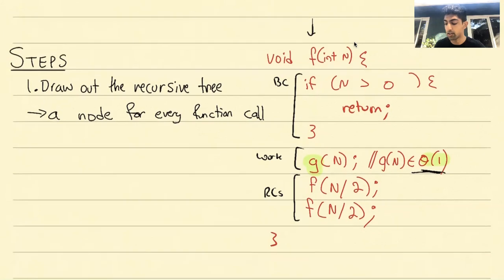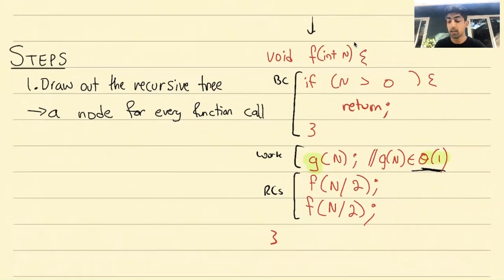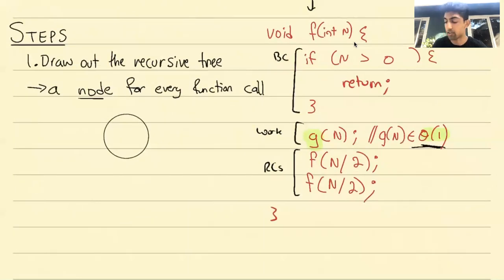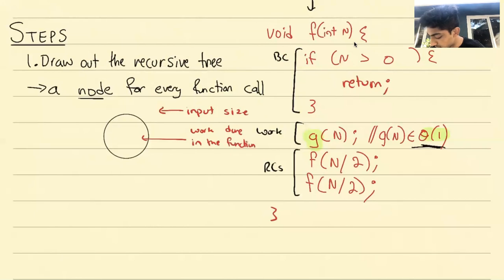What we're going to do first is draw out the recursive tree. That means we're going to create a node for every function call. Here's how I like to approach that. Suppose that we have some node. For each one of these nodes, I like to have two parts. The first part is going to be the input size. The second part is going to be the work done in the function for that input.